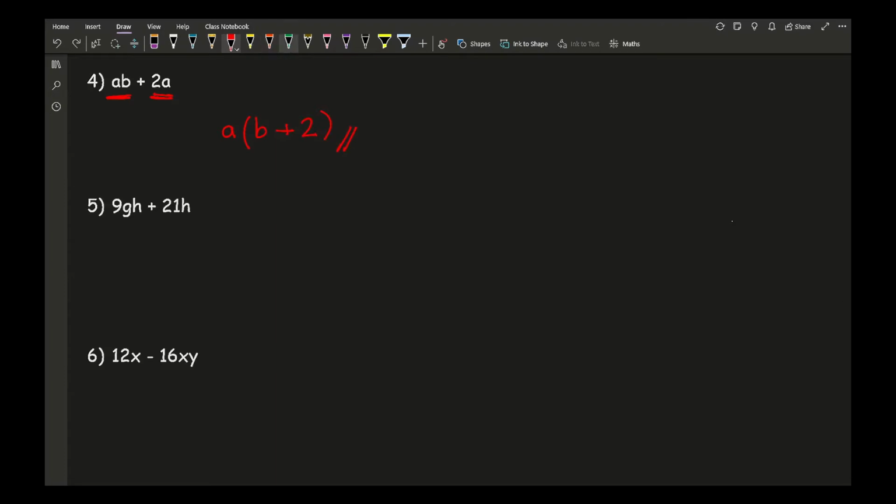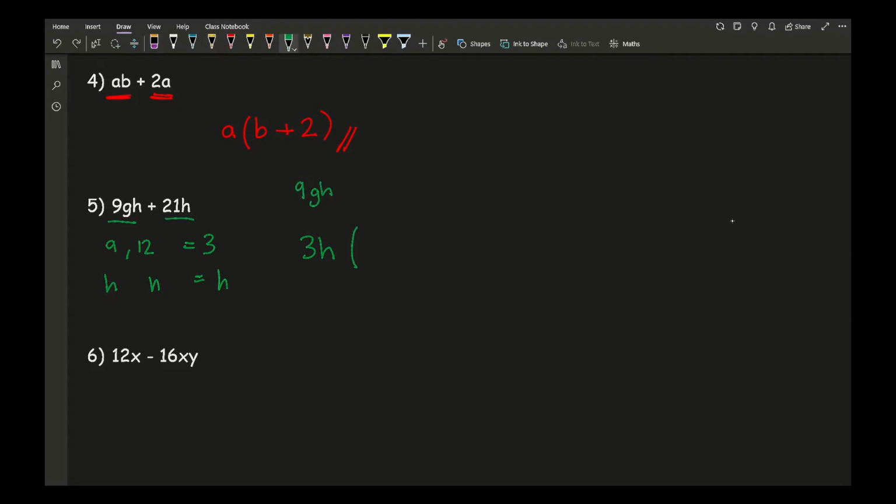Now, with question 5, you can see I've got two terms, but both terms have got a number, and both terms have got a letter H. So therefore, looking at the numbers, I've got 9 and 12. So here, what's the biggest number that goes into 9 and 12? Well, that's going to be 3. And I've got an H in either of those two terms, so 3H is going to go outside the bracket. Now I've got 3H, but I want 9GH. Well, I don't know why I've written 3. Let's just get rid of that 3 and change that to a 9.